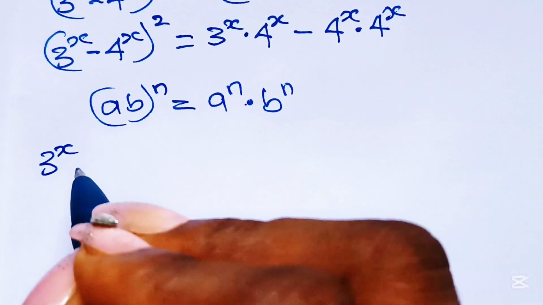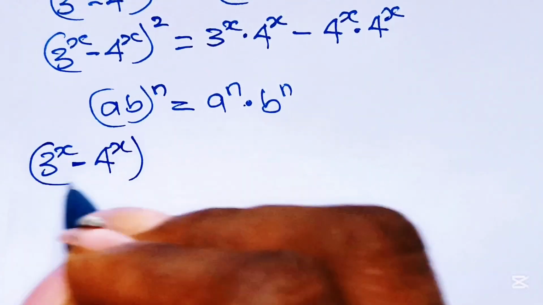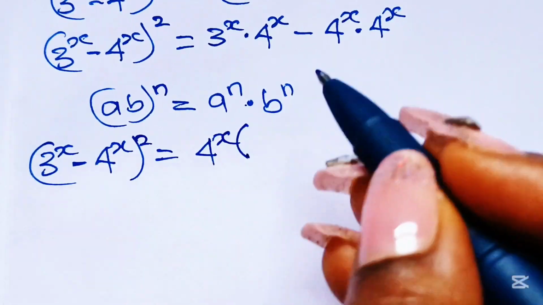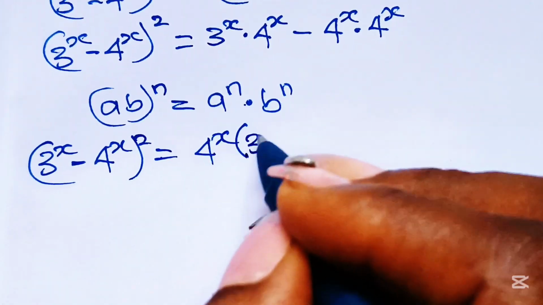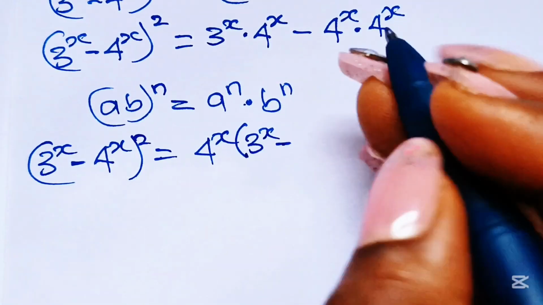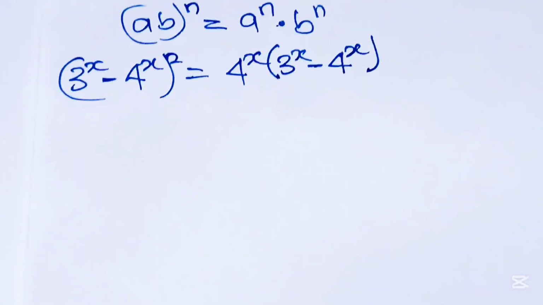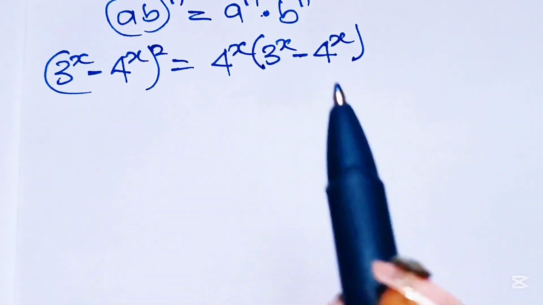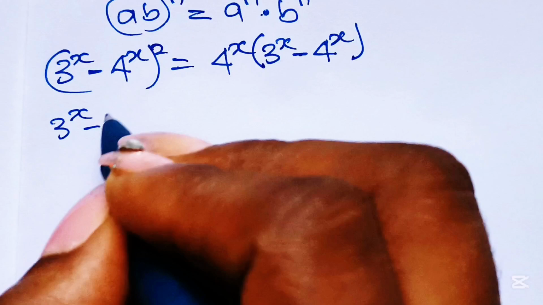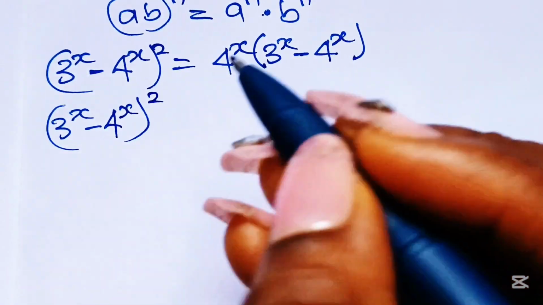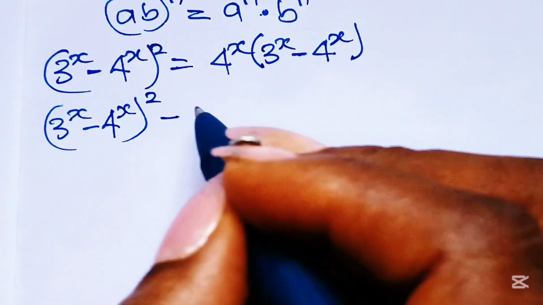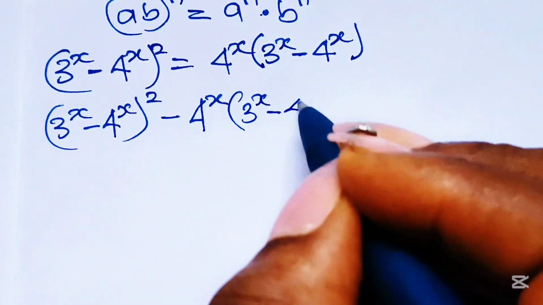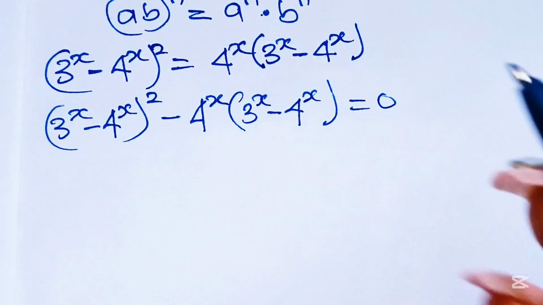So we have (3 to the power of x minus 4 to the power of x) all squared is equal to, let's bring out 4 to the power of x. Now when this is divided by this, we have 3 to the power of x. When this is divided by this, we have 4 to the power of x. Okay, all right. Now let's bring this to this side of the equation. If we do that, we have (3 to the power of x minus 4 to the power of x) all squared. Then we are going to subtract this, right? Minus 4 to the power of x times (3 to the power of x minus 4 to the power of x) is equal to 0.